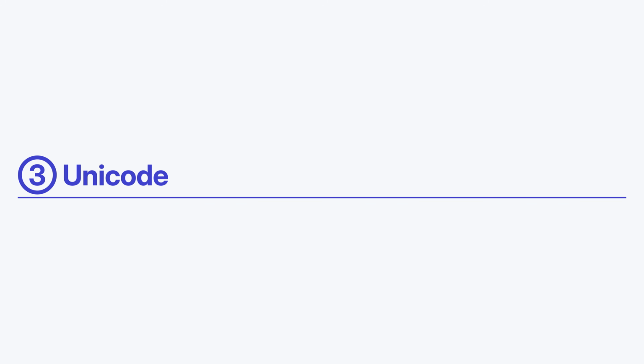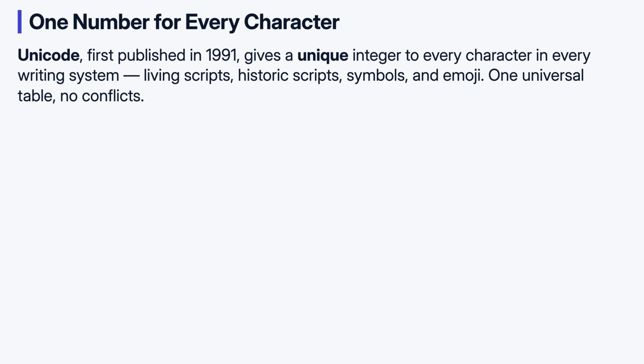Code pages prove that 256 slots are too few for the world. The fix was to stop fighting over the byte and build one enormous table instead. Unicode, first published in 1991, gives a unique integer to every character in every writing system. Not just modern scripts, but historic ones like Egyptian hieroglyphs, plus mathematical symbols, musical notation, and yes, emoji. One universal table, and no two characters ever share a number.